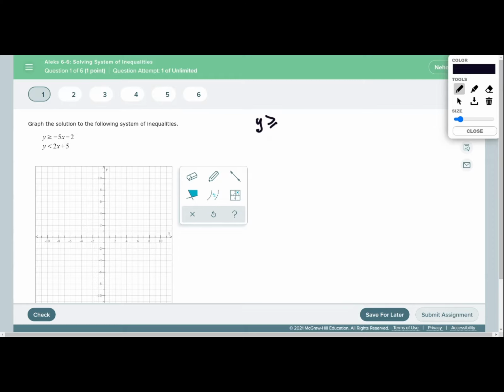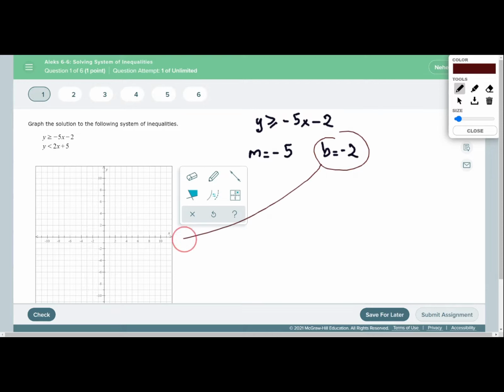y greater than or equal to negative 5x minus 2. So as usual, you're going to pull out the slope. m is negative 5 and b is negative 2. Okay, so we're going to begin at negative 2 on our graph.